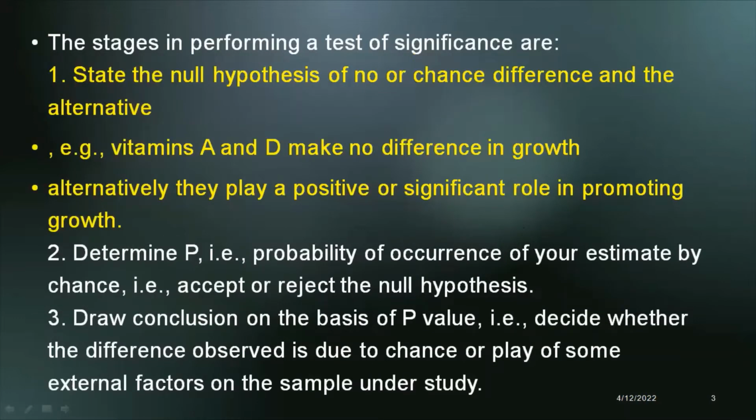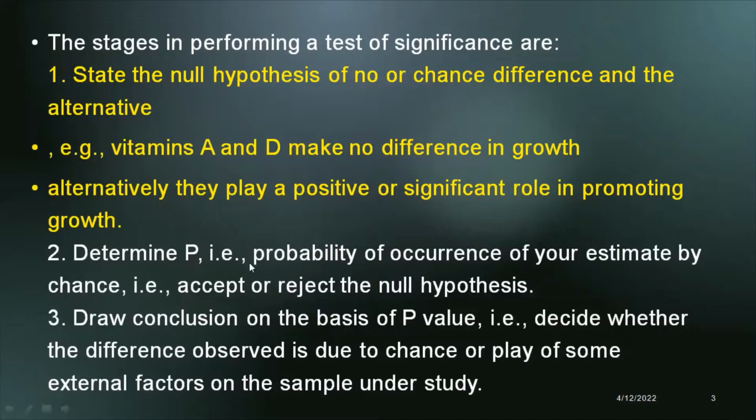Whenever we apply a test of significance, the following steps should be applied. First, we should state the null hypothesis of no or chance difference. The null hypothesis says that there is no significant association between the cause and effect. And the alternative hypothesis says that there is a significant association between cause and effect.